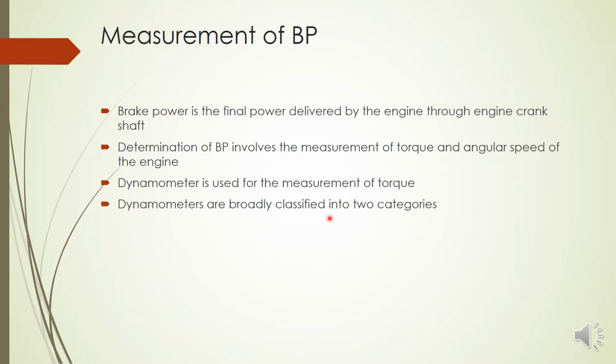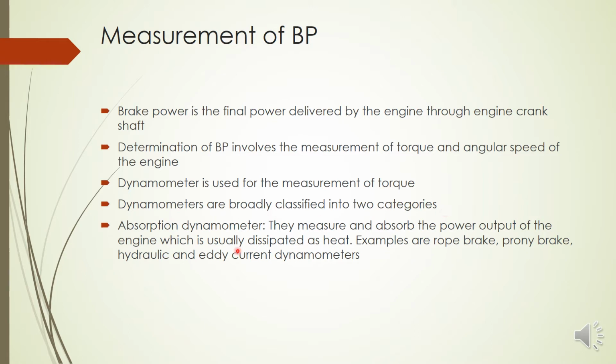The dynamometer can be broadly classified into two categories. The first one is the absorption dynamometer. An absorption dynamometer absorbs the power from the engine and it is dissipated as heat, through friction. Most of the dynamometers are absorption type. Rope brake dynamometer, Prony brake dynamometer, hydraulic dynamometer, eddy current dynamometer, all these are absorption type dynamometers, because all these will absorb the power from the engine and dissipate it as heat.